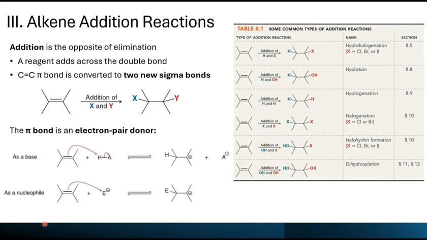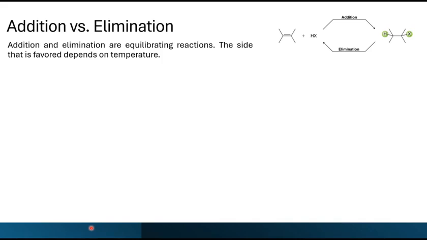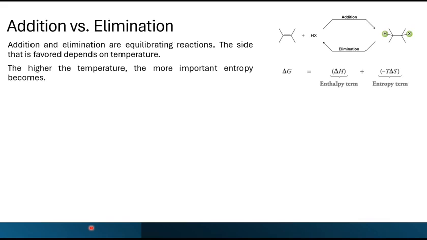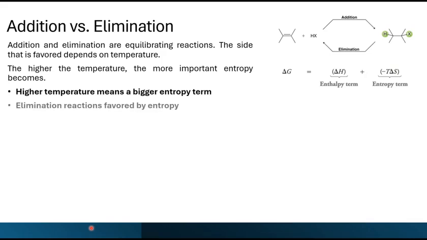We saw that an electron pair donor can behave as a base, where the electrons pull off H+, resulting in the conjugate base being released, or it can act as a nucleophile, where the pi electrons attack an electrophile. Addition versus elimination. Addition and elimination are equilibrating reactions. The side that is favored depends on temperature. The higher the temperature, the more important the entropy term becomes when we consider Gibbs free energy. A higher temperature means a bigger entropy term.